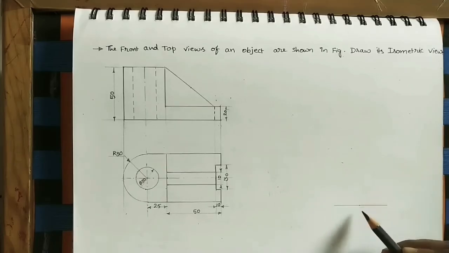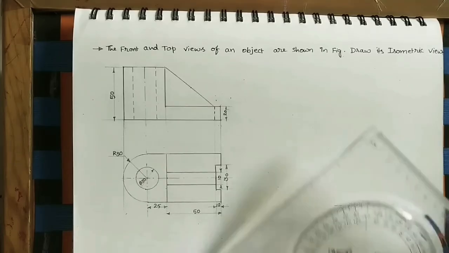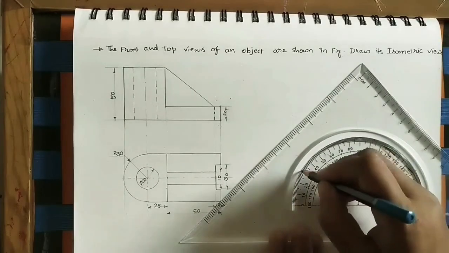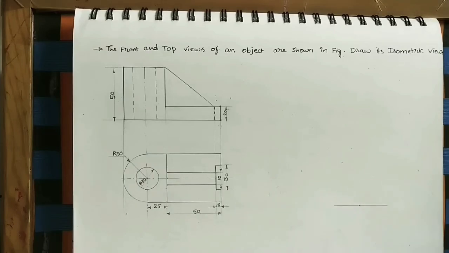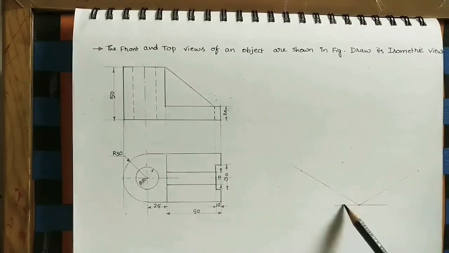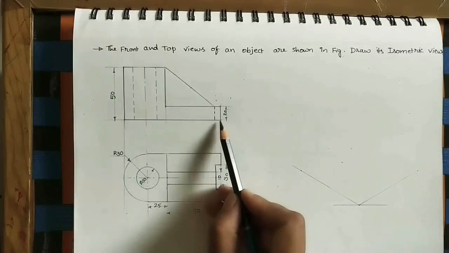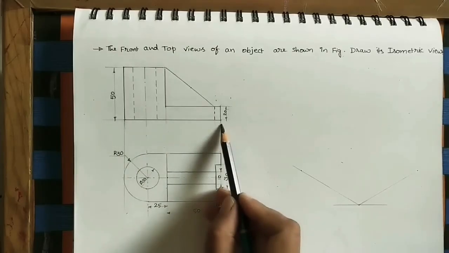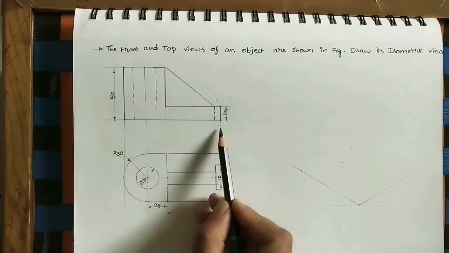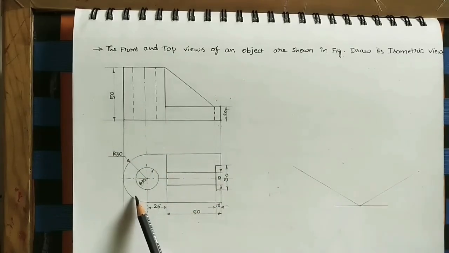This side angle is 30, this side angle is also 30. Join these 2 points to this point. Both sides angle is 30 degrees. At this point take the entire front view width. How much width here it has not given. You have to take this dimension by using this diagram.